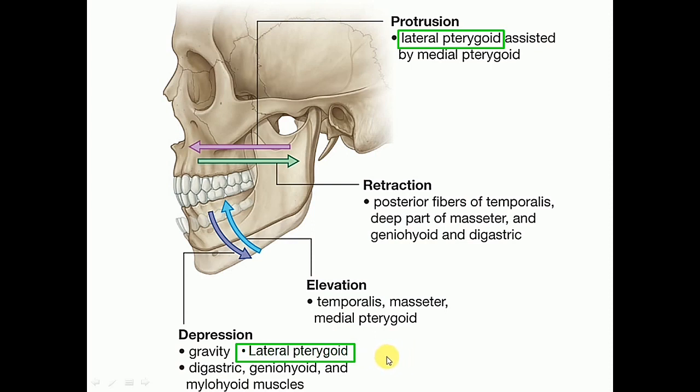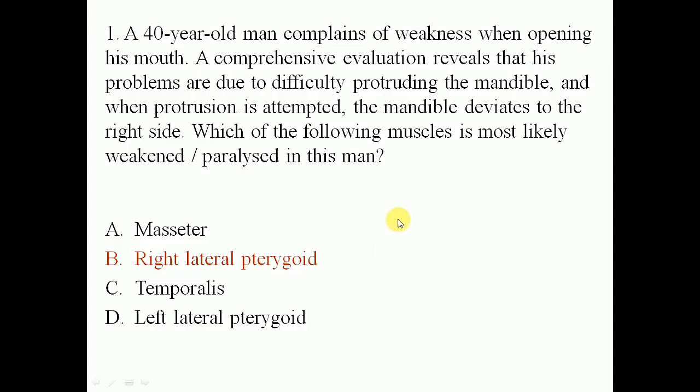So the left lateral pterygoid will turn the chin to right side and the right lateral pterygoid will turn the chin to left side. So in this case, the mandible deviates to the right side. It means that the left side lateral pterygoid is acting and pushes the mandible to the right side. So the right lateral pterygoid is weakened or paralyzed. So when the patient tries to protrude or open the mouth, it is deviated to the same side because of the opposite lateral pterygoid muscle which pushes the chin to the weakened side. So the correct answer is right lateral pterygoid.